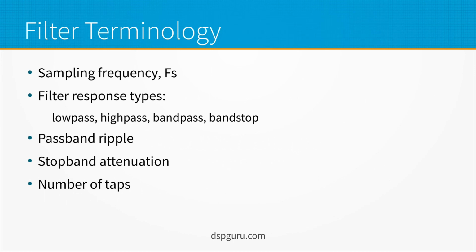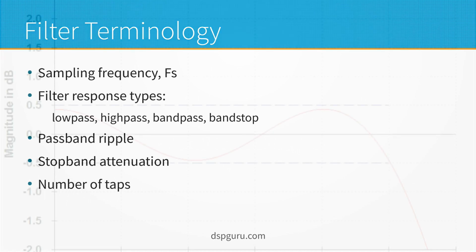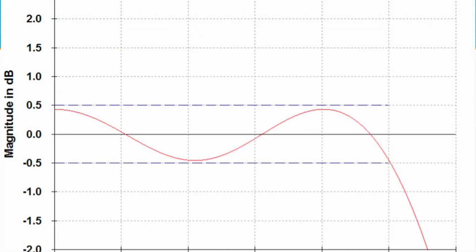Next, let's introduce some filter terminology. Every digital signal processing system and filter has a sampling frequency, which is usually called fs. That's also sometimes called sampling rate. Those are interchangeable terms. We have some basic filter response types: low pass, high pass, band pass, and band stop. Another Parks-McClellan term is passband ripple. That's essentially how much the response varies across the passband.